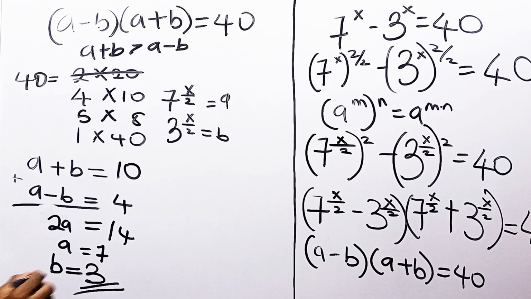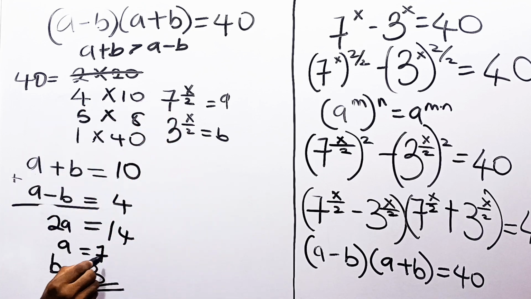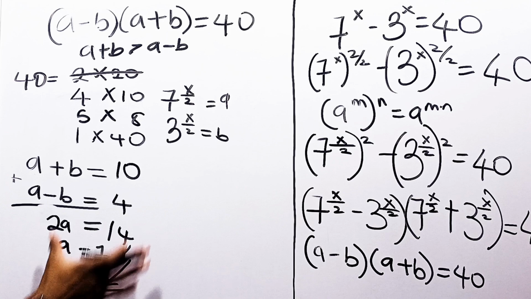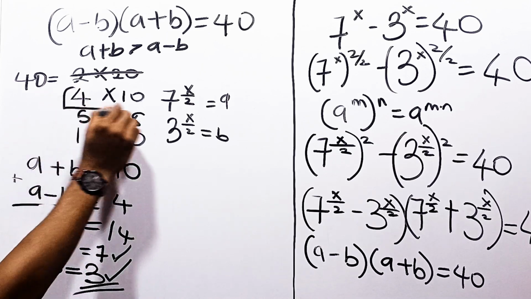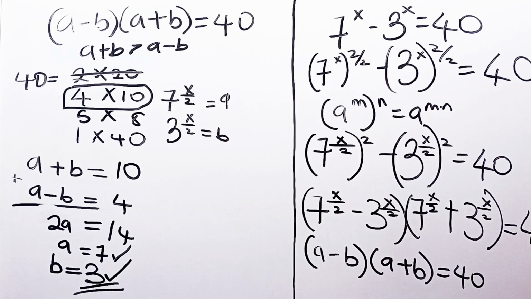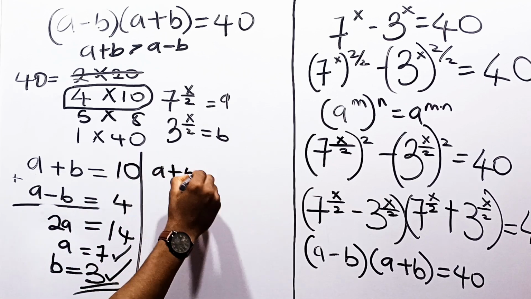Alright, now from here, let's test if this answer is valid. We have 7 raised to power x over 2 is equal to a. Now a can be expressed as an index of 7, alright, and then we have 3 raised to power x over 2 is equal to b, hence b can be expressed as an index of 3. Okay, so given this, we have that this 10 and 4 are a correct set of answers, so we keep these answers.